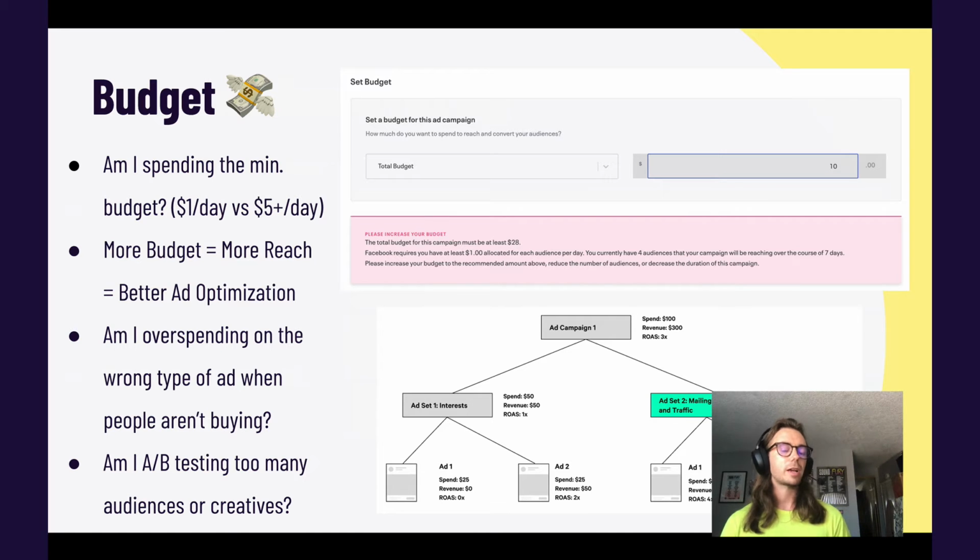But what we generally recommend, or Facebook recommends, is trying to spend around $5 or more a day per audience you have. Now we know this might not be accessible to everybody, so it's okay if you're spending closer to the minimum compared to the recommended.